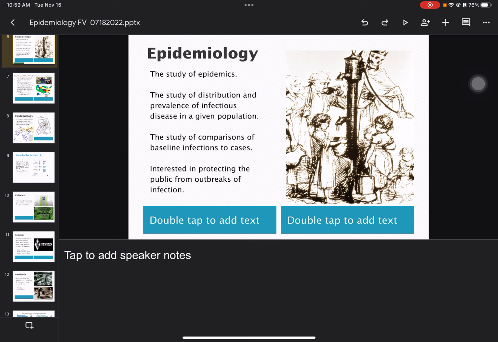I mean, it tells a story, but if you think about it, epidemiology is a study of epidemics. What that really translates to is the study of how infections are distributed in a population. Second thing, it's really a study of comparisons. You have to know what is in the population generally.